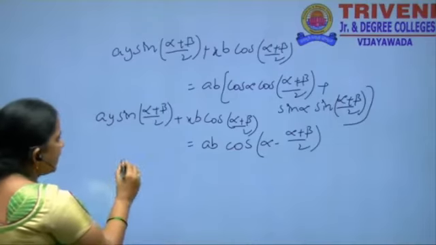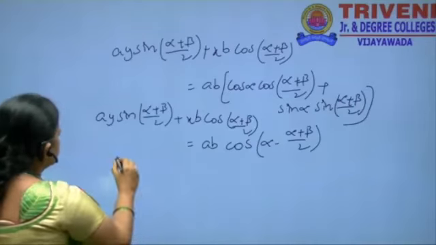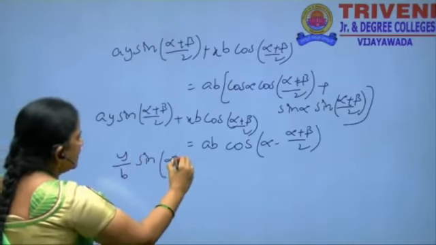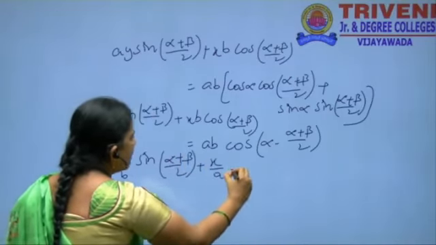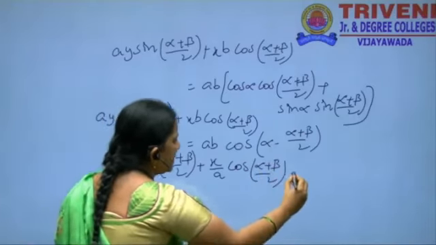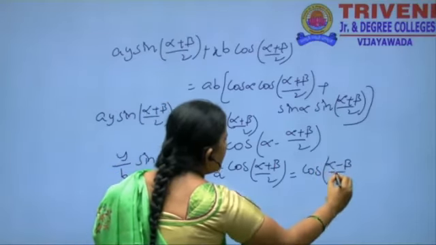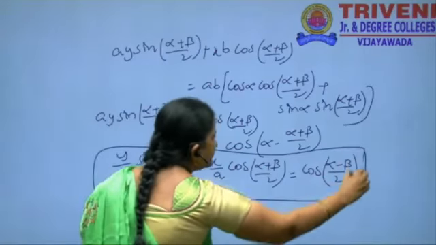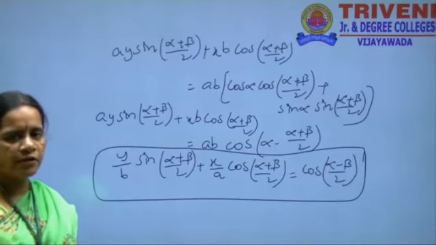Dividing by ab we get y by b sin of (alpha plus beta) by 2 plus x by a cos of (alpha plus beta) by 2 is equal to, ab gets cancelled here, cos of (alpha minus beta) by 2. This is the required equation. Okay, thank you. We are continuing in the next class.